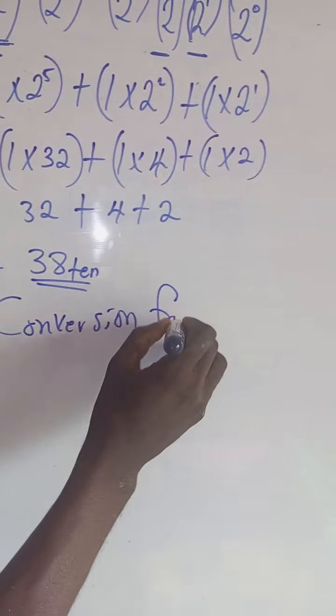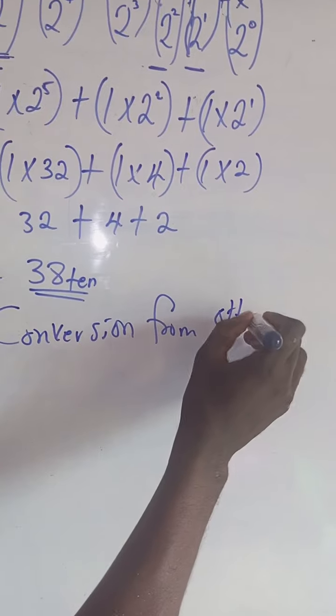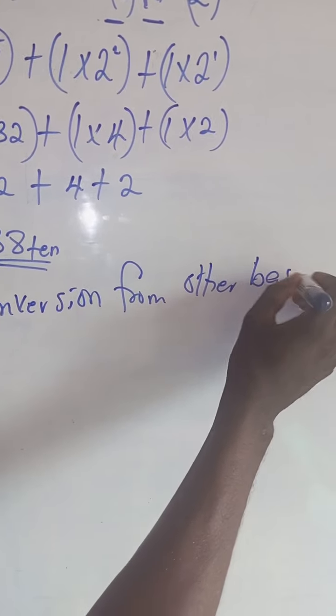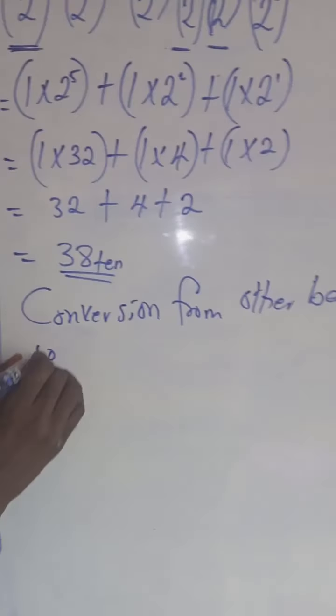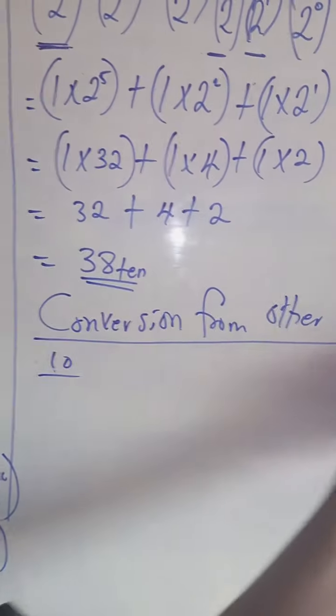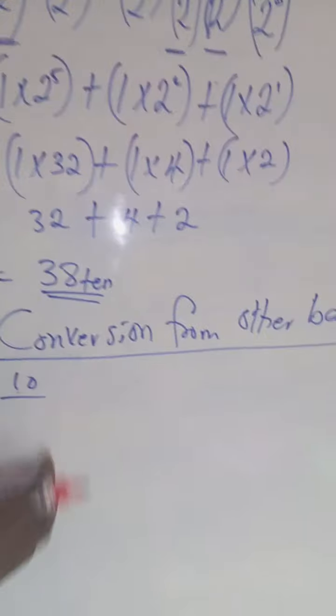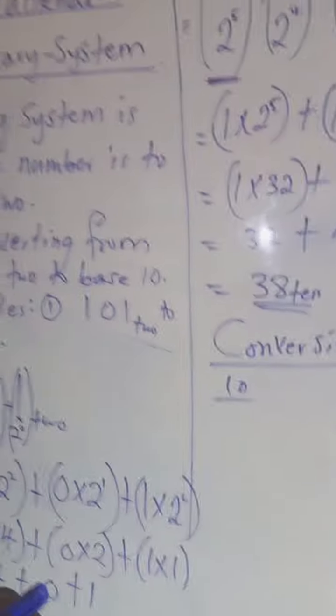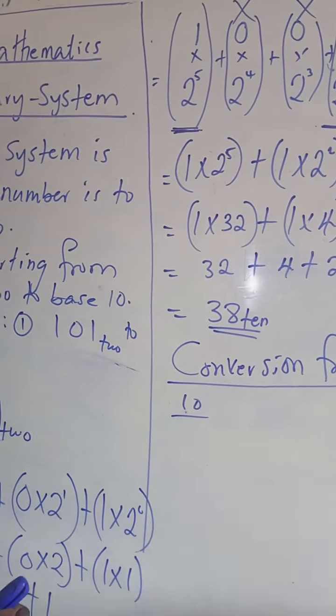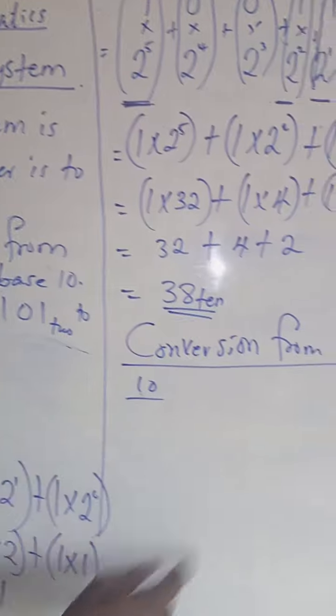Conversion from other bases to base 10. So aside from base 2, which is the normal one, I forgot to tell you this. No digit within the base will be higher than the base. The base must always be higher than the digits.